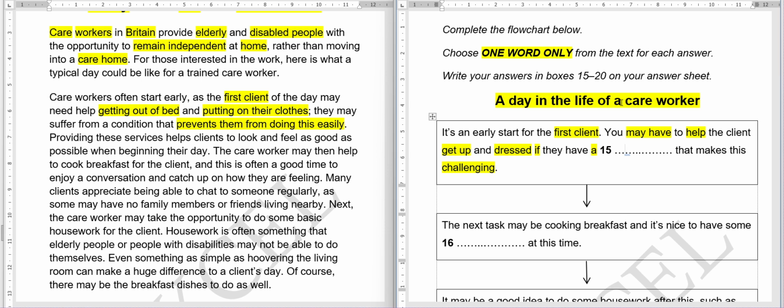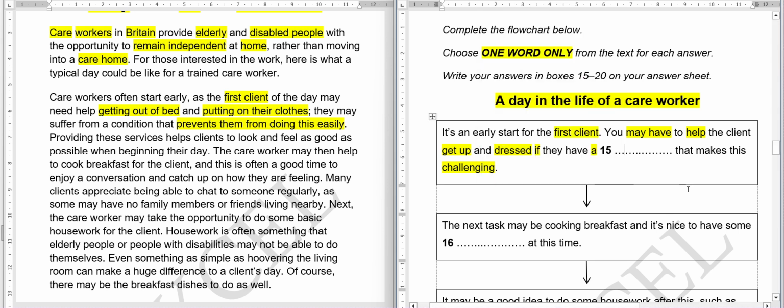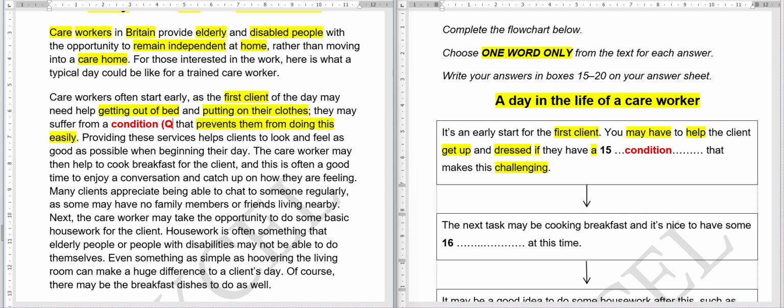Okay, time's up. What I'm going to do is write the answer and see if you arrived at the correct answer. Let me change the color. So the answer to this question is condition. And let me mark here also. So this is question number 15.